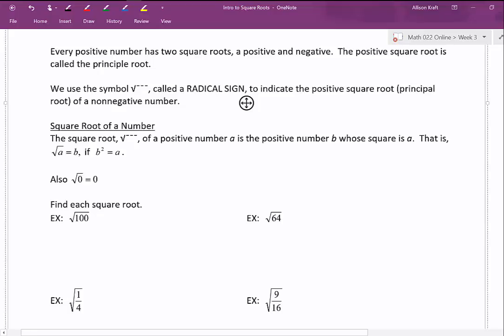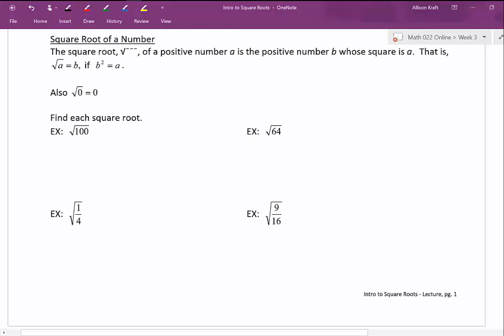We use this square root symbol here, called a radical sign, to indicate the positive square root of a non-negative number. The square root is defined as follows. The square root of a positive number a is the positive number b whose square is equal to a. So let's find some square roots.